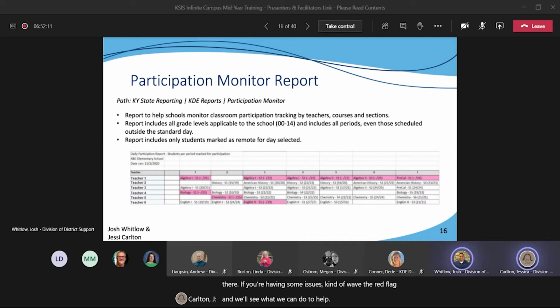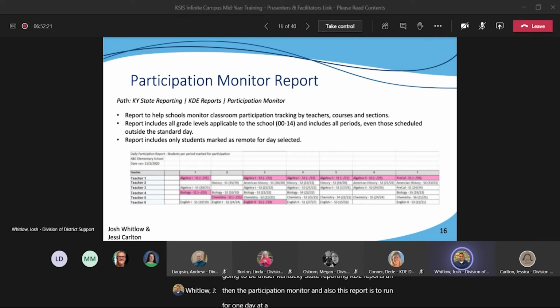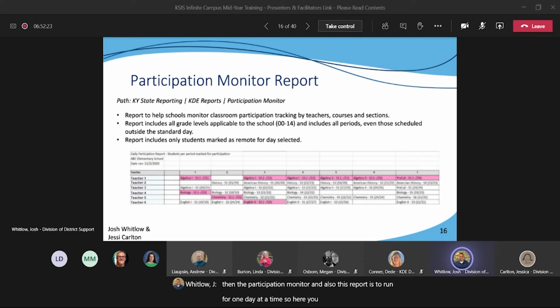And I will also say on the participation monitor report, that's going to be under Kentucky State Reporting, KDE reports, and then the participation monitor. Also, this report is run for one day at a time. So here you can see it was run on 11/2/2020. It's not one that can run for a week. It's just going to be one day at a time.